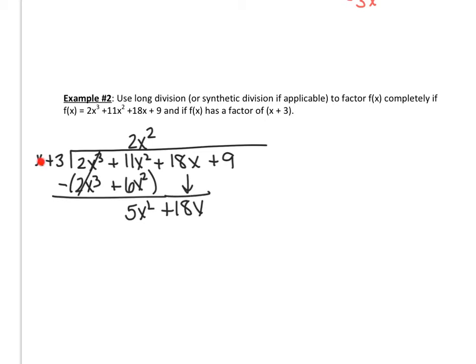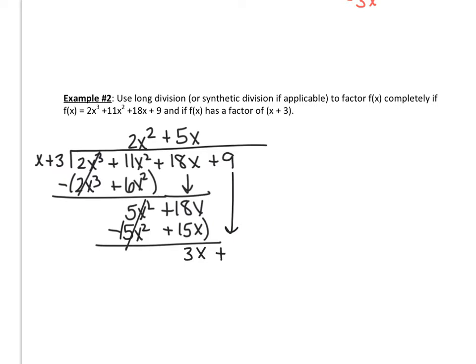And how do I multiply x to get 5x squared? We're going to multiply it by 5x. So 5x times x is 5x squared. 5x times 3 is 15x. And we'll subtract. These cancel. 18 minus 15 is 3x. And bring down the 9.